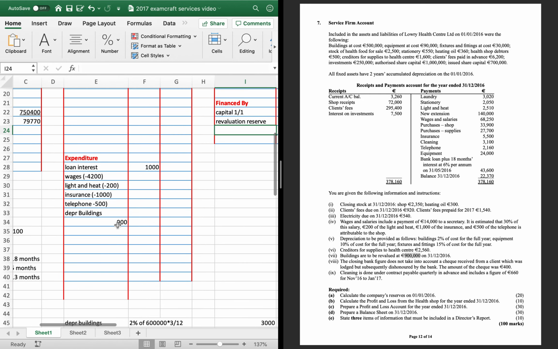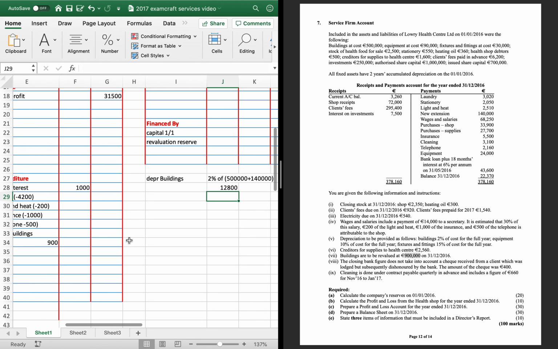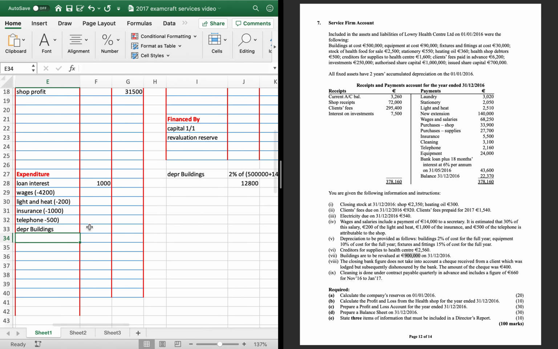So my depreciation of buildings, I'll do the working here. It's going to be 2% of the 500,000, adding on the extension of 140. So 2% of 640,000. And that'll be my expense, 12,800. Okay. So remember, your 1 year's depreciation goes in your trading profit and loss account. Doesn't matter what you've done in part A.